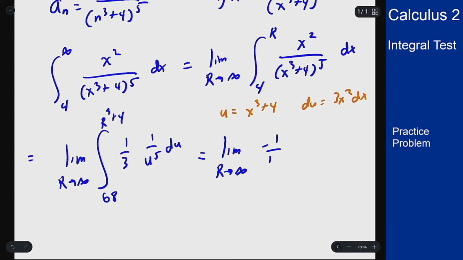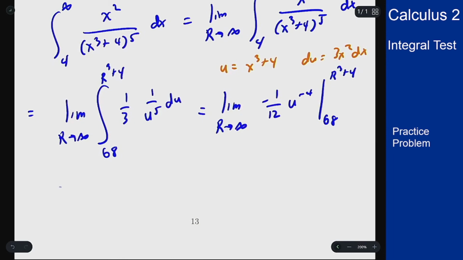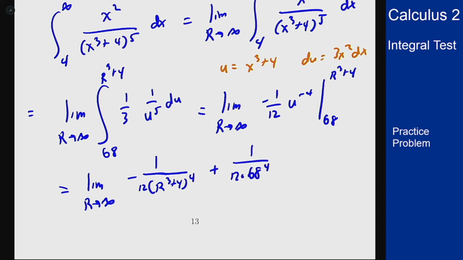I can then integrate. That gives me negative 1 over 12 u to the minus 4, from 68 up to r cubed plus 4, which looks like the limit as r goes to infinity of negative 1 over 12 times r cubed plus 4 to the fourth, plus 1 over 12 times 68 to the fourth. And as r goes to infinity, this term here goes to 0, because we have r in the denominator. We make the denominator really, really big, and so the whole thing goes to 0, meaning this equals 1 over 12 times 68 to the fourth, which tells us this integral converges.